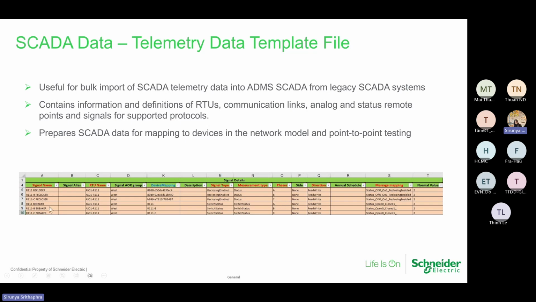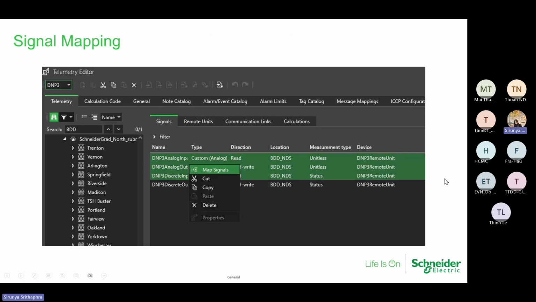What does signal name mean? What does RTU name mean? What does device mapping mean, or something like that? Okay, and in the builder, I think you saw before with Farhan, we can also see the telemetry. We call the SCADA point a telemetry, so we can see it with the telemetry editor. Sometimes you have to click here and drop down, then select the telemetry or protocol that you integrated.